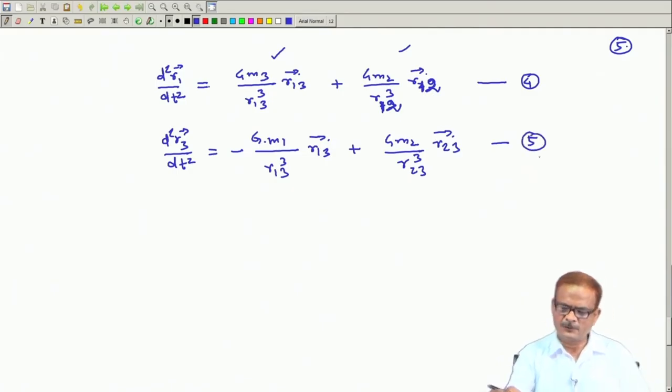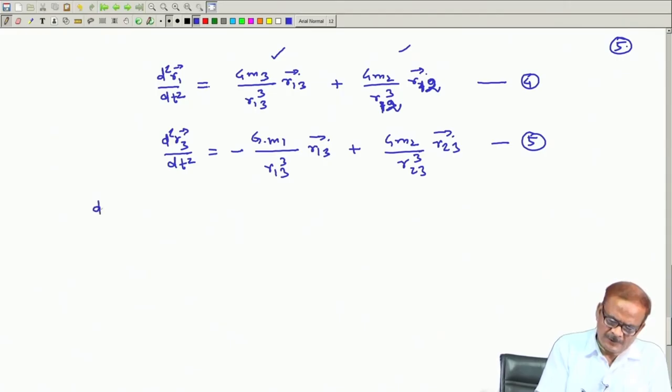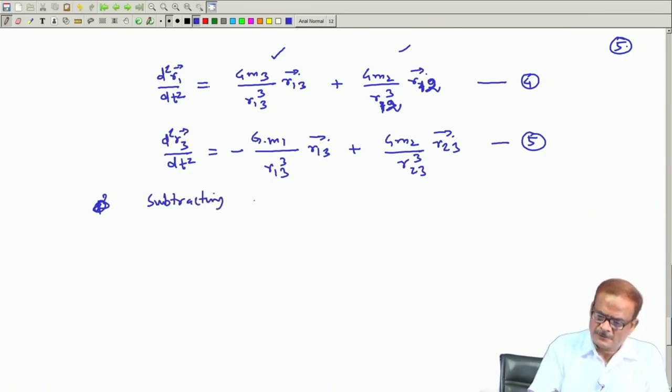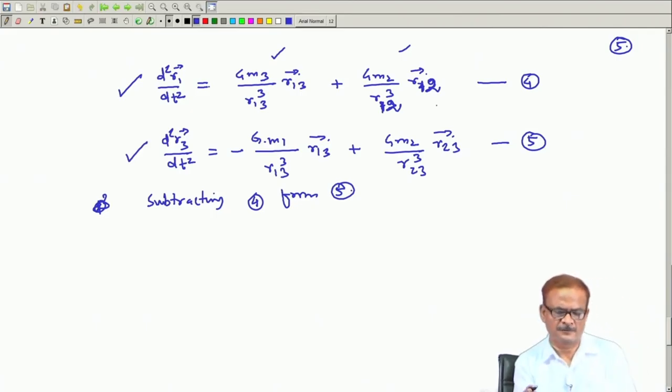These are actually very small things, and we can write it quickly. Just for explanation, I am taking time. So, subtracting four from five. So this is the equation written in inertial frame. This is also the equation written in inertial frame, and we have just removed the mass by dividing both sides.